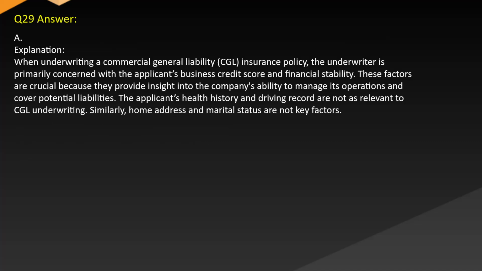Answer A. Explanation. When underwriting a commercial general liability (CGL) insurance policy, the underwriter is primarily concerned with the applicant's business credit score and financial stability. These factors are crucial because they provide insight into the company's ability to manage its operations and cover potential liabilities. The applicant's health history and driving record are not as relevant to CGL underwriting. Similarly, home address and marital status are not key factors.